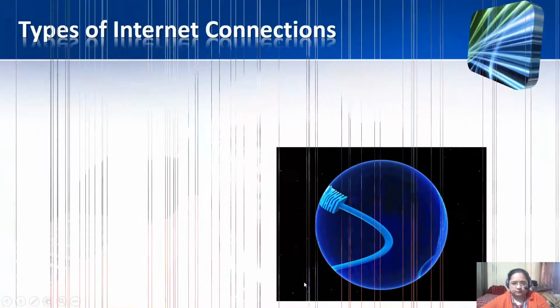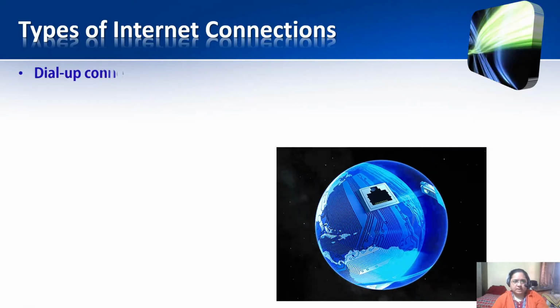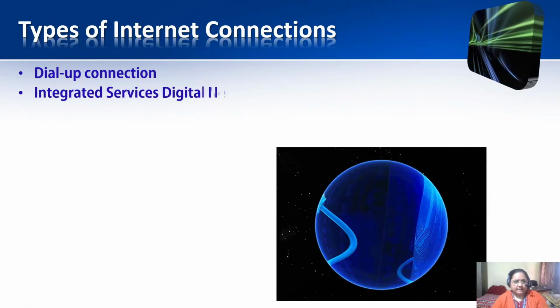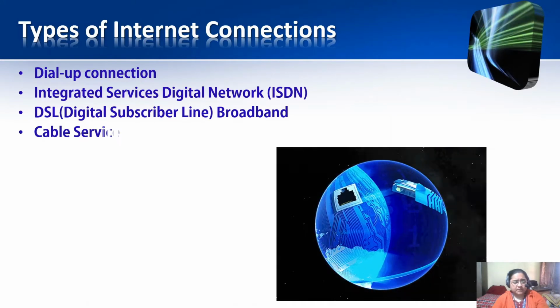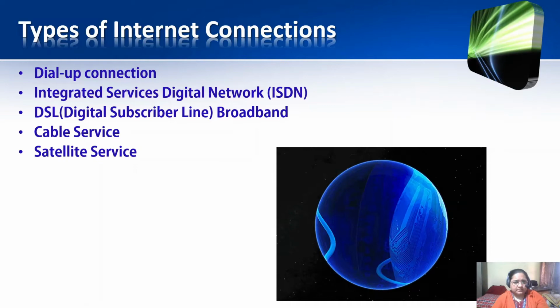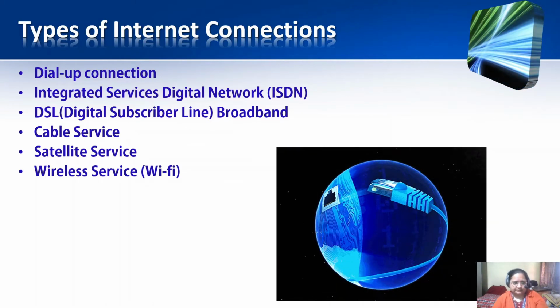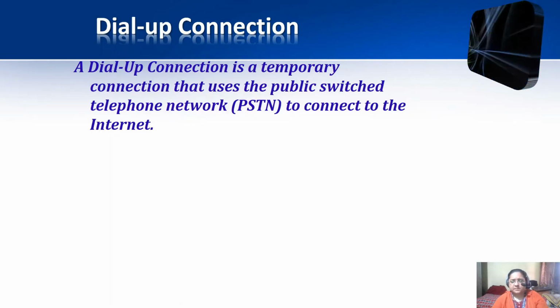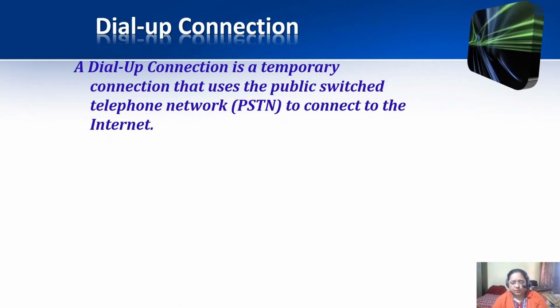So let's move on to our chapter. We are going to see the different types of internet connections today. Let's see the list of types of connections. These are the different types of connections which you can opt for whenever you want a connection to the internet. The very first and primary type of internet connection is the dial-up connection, and it is a temporary connection which uses the public switched telephone network to connect to the internet.